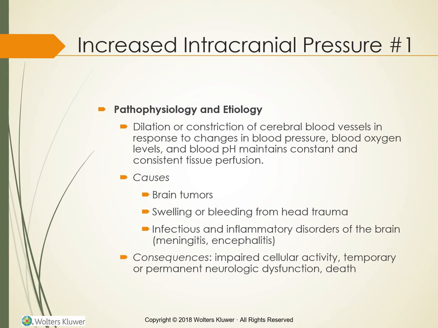Ideally, the ICP remains at 5 to 15 millimeters mercury to ensure normal cerebral perfusion pressure of 70 to 100 millimeters mercury. Many conditions, including brain tumors, swelling or bleeding within the brain from head trauma, and infectious and inflammatory disorders of the brain such as meningitis and encephalitis, cause increased ICP.